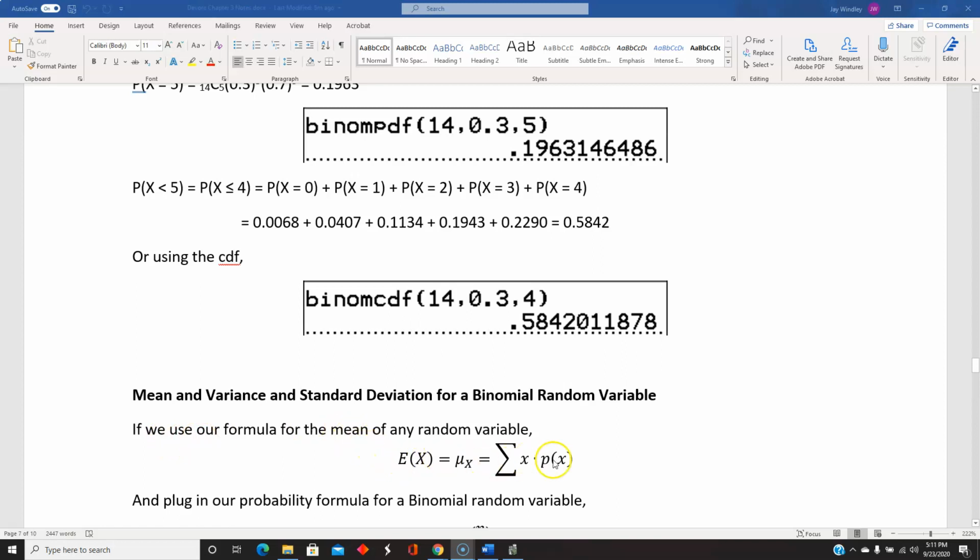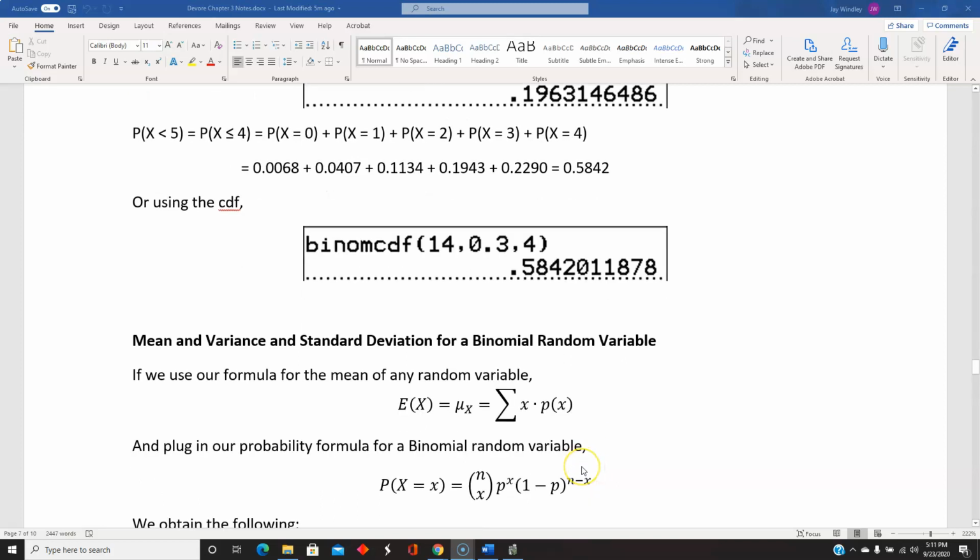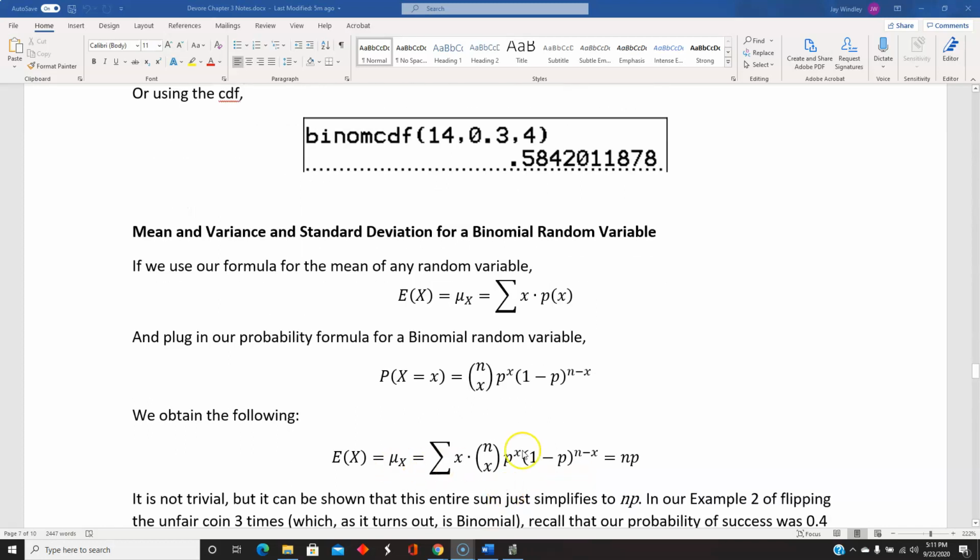If you took our formula that we had earlier for the mean of any random variable and plug in our probability for a binomial random variable, then you get this ugly looking formula. It's not trivial to prove mathematically, but you can show that all of this summation just comes out to be n times p, which intuitively makes a little bit of sense because how many successes do you expect? That should be the probability of success times the number of trials.